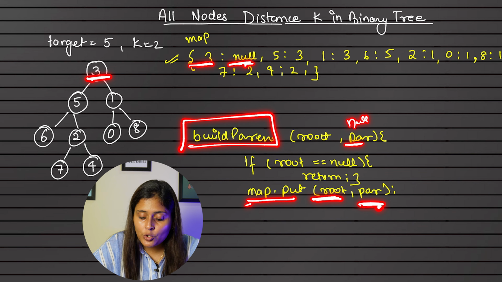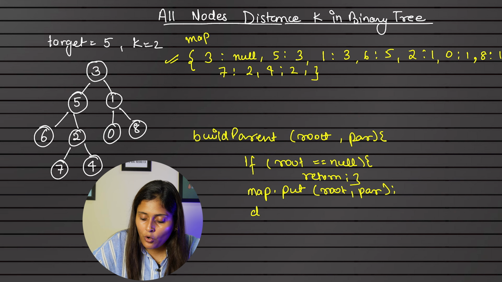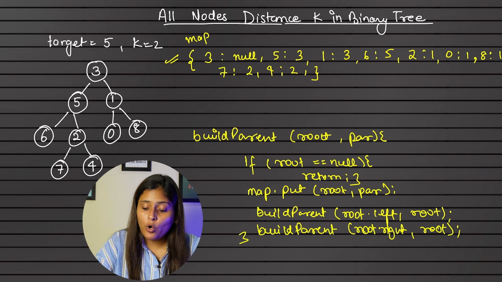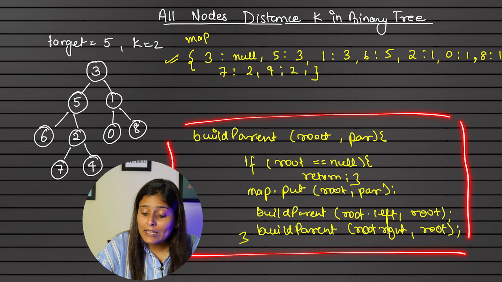Now what is our task? To go towards the left side and right side. So what we'll do? We'll call the same function, which is build parent. We will send root dot left child, and parent will be root for it. Correct? Similarly, we'll send build parent root dot right child and root as parent. That's it. So only this much build parent DFS call will help us to fill this relation.